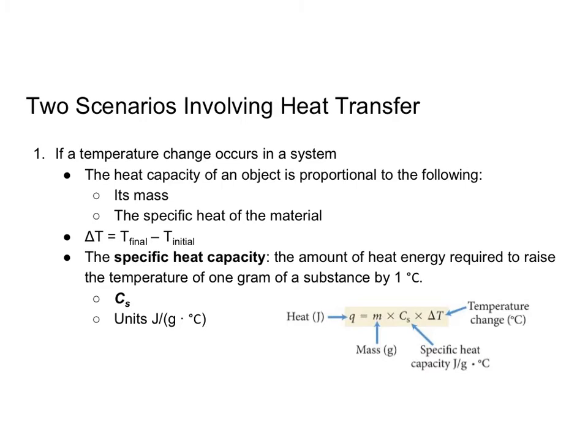All right, two ways we can deal with heat transfer. If a temperature change occurs in a system, the heat capacity of an object is proportional to its mass and to its specific heat. Certain materials absorb heat more easily, we know that, right? The delta T, or the change in temperature, is the temperature final minus the temperature initial. The specific heat capacity is the amount of heat energy required to raise the temperature of 1 gram of that substance 1 degree C.